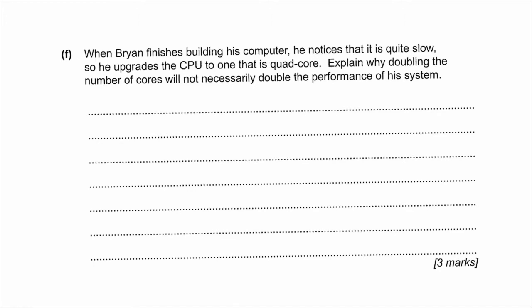So therefore, it doesn't matter how many cores you've got, if you're still waiting for the data to arrive before you can execute and move to the next step, then it's not going to make any difference to performance. So not all applications are written for multi-core processors, and not all instructions can be executed because they rely on the result of a previous step.